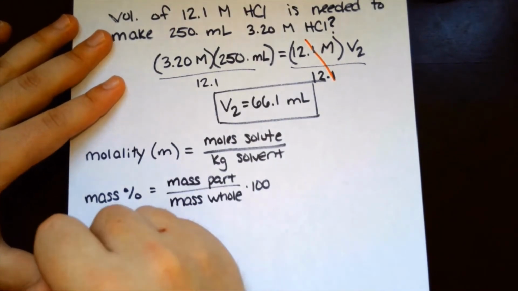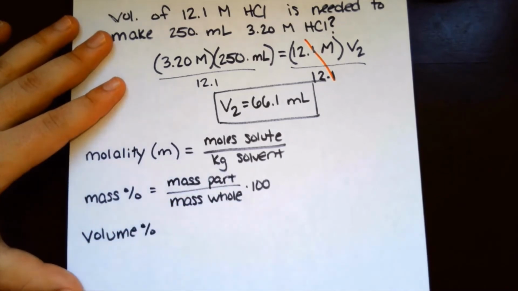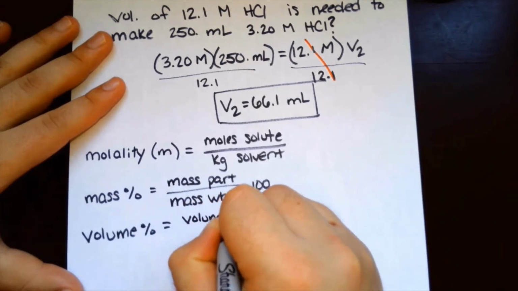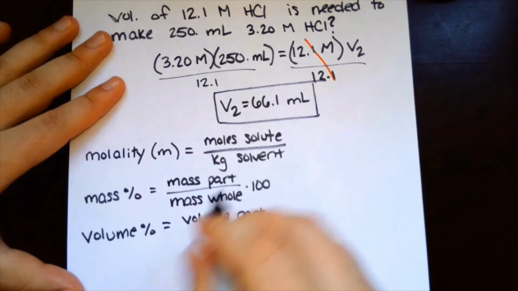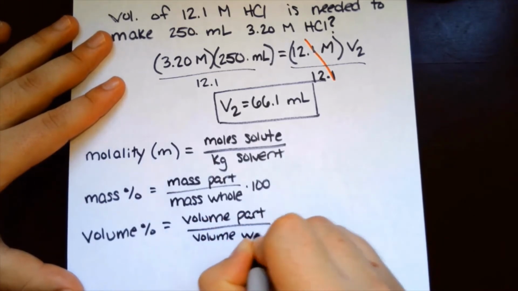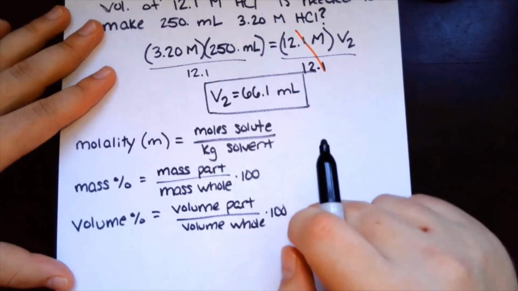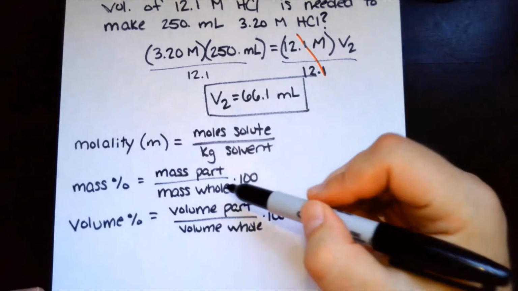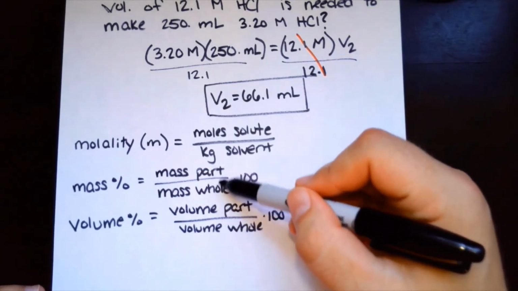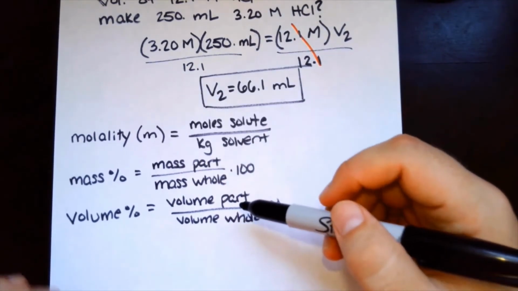There's a volume percent, which is the exact same thing, but instead of mass, you have volume. So volume of the part over volume of the whole times 100. For these two, it doesn't actually matter what your units are, just as long as the units between the numerator and the denominator are the same, right? So it could be any mass unit just as long as they're the same mass unit. Here, you could have any volume unit just as long as they're the same volume unit.